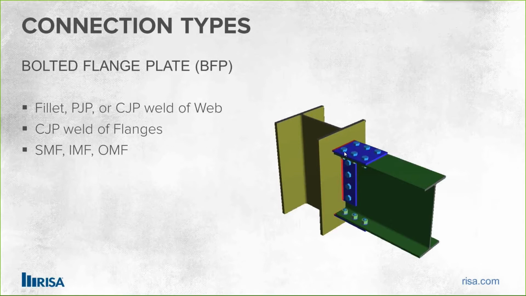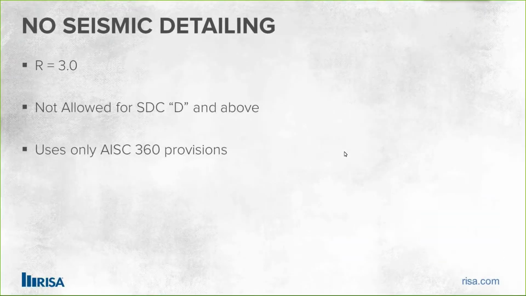And all of these connection types existed in the prior versions of RISAConnection. However, in the latest version, we can also use these as seismic connections as opposed to non-seismic connections. Now, what do I mean by non-seismic connections? Well, this would be in the AISC 7 what's defined as systems not specifically detailed for seismic resistance.